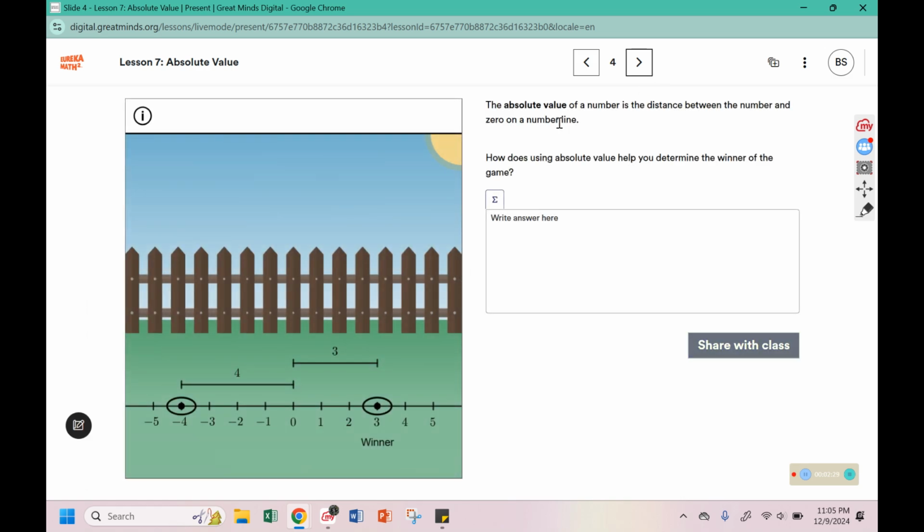The absolute value of a number is the distance between a number and 0 on a number line. So 3 is 3 away from 0, and -4 is 4 away from 0. So how does using the absolute value help you determine the winner of the game? We can see here that this one is 3 away and this one is 4 away. So the absolute value helps us see which of these distances is the closest to 0.